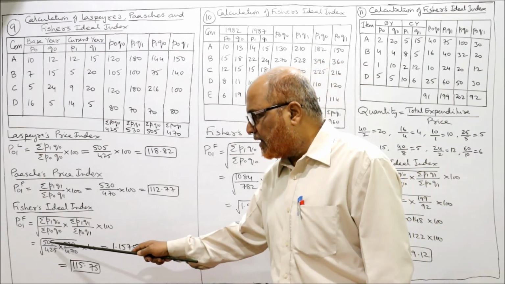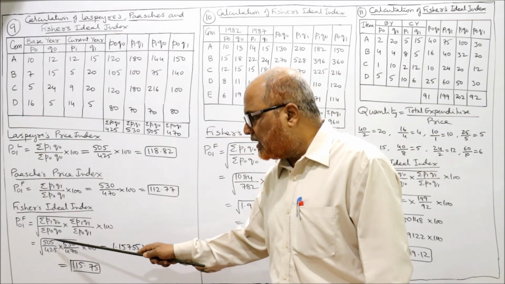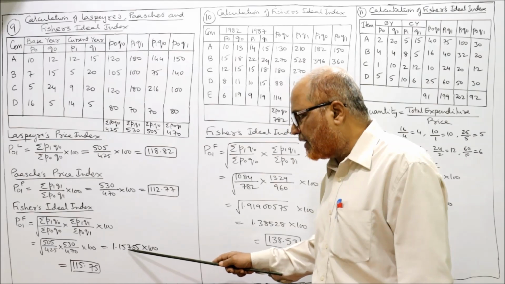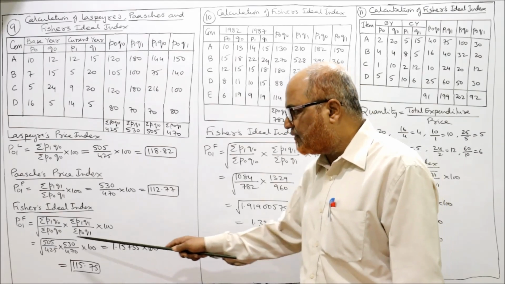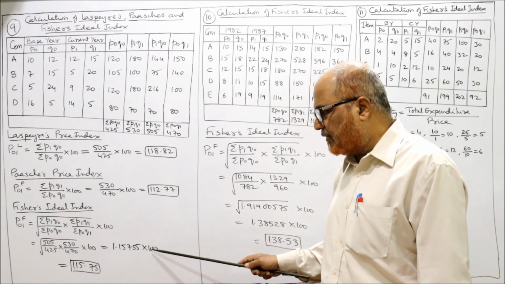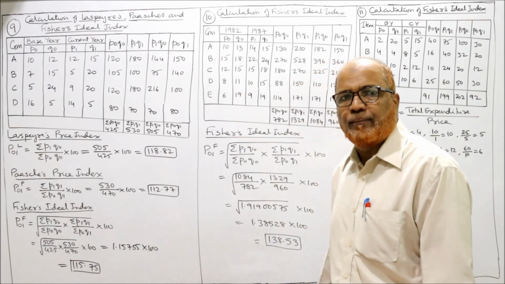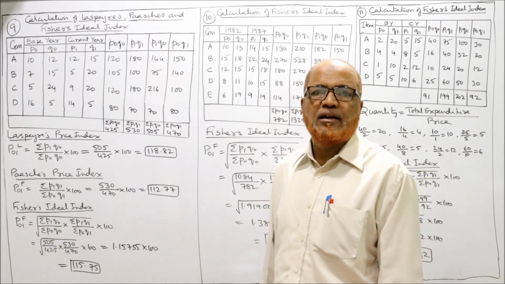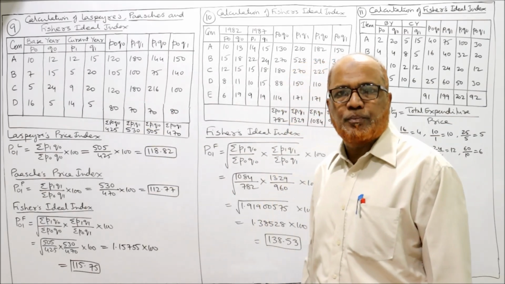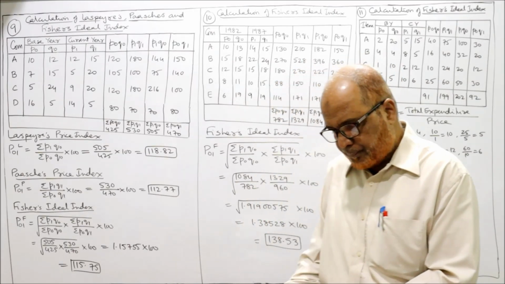Now divide 505 divided by 425 into 530 divided by 470. You will get 1.5775 after root. After root, I am getting 1.15755 into 100, 115.75. This is the Fisher's ideal index number. That's all. This is the end of 9th problem. Now see the 10th problem.